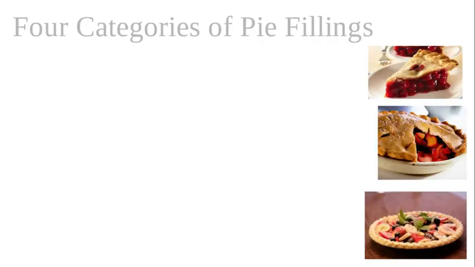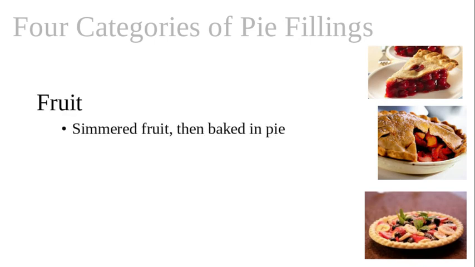The first one we're going to talk about is fruit. You can see some examples there. Typically when you use fruit in a pie, you can already buy it pre-canned in the pie filling. That top picture, that cherry picture, looks like pre-canned pie filling. But a lot of times with softer fruits, you simmer them and break the fruit into a sauce and then you bake it in the pie. Otherwise, you might just cut up a whole fruit and bake it like that.